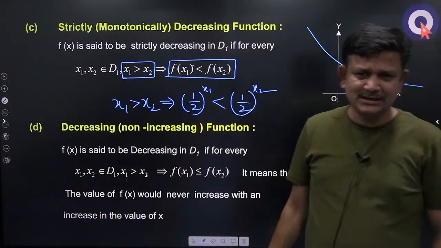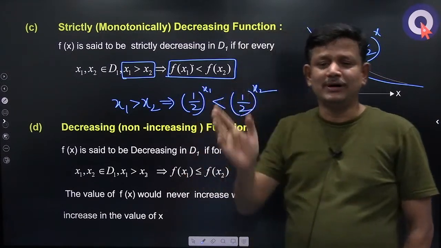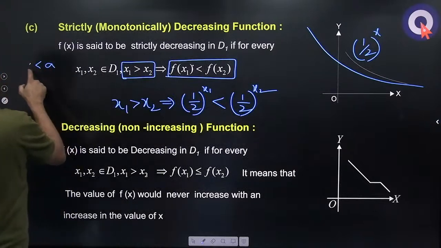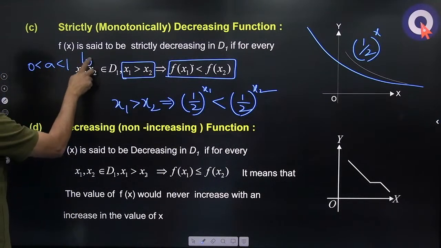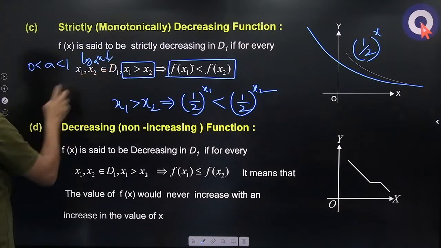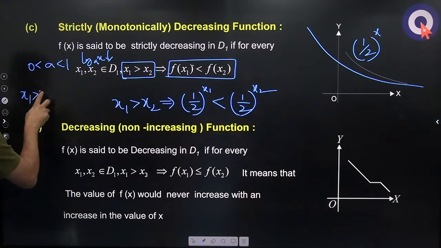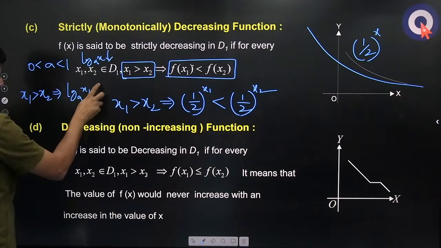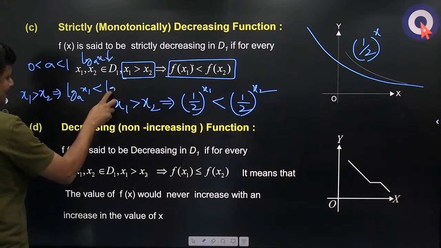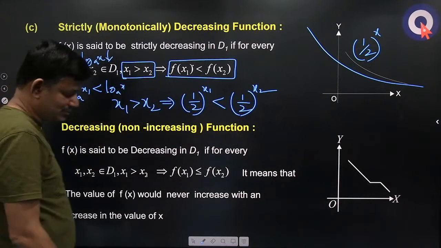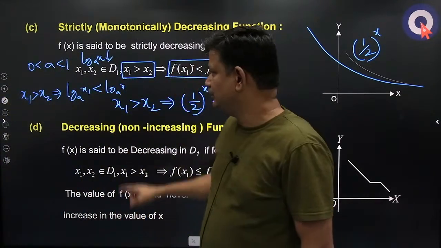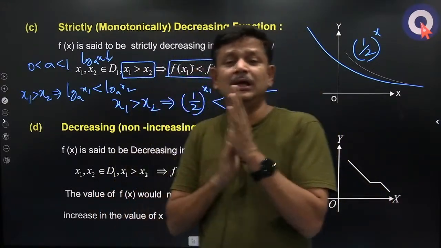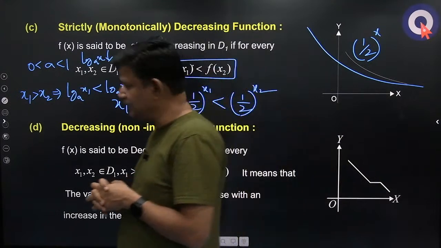Similarly, log to the base a, when a lies between 0 to 1, is a decreasing function. If a lies between 0 to 1, log is a decreasing function. So if somebody says x1 is greater than x2, you can say inequality will reverse: log x1 to the base a is less than log x2 to the base a. Okay, this is what you can conclude. So this is where the application of increasing functions or decreasing functions will come over an inequality.